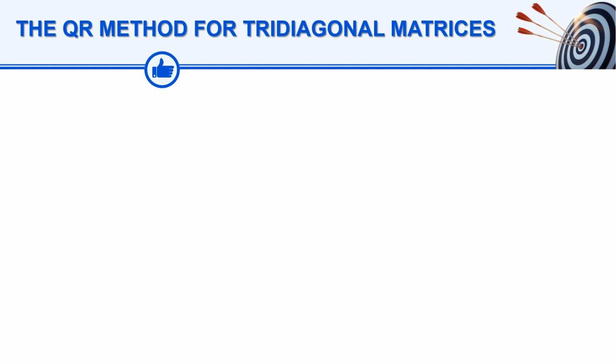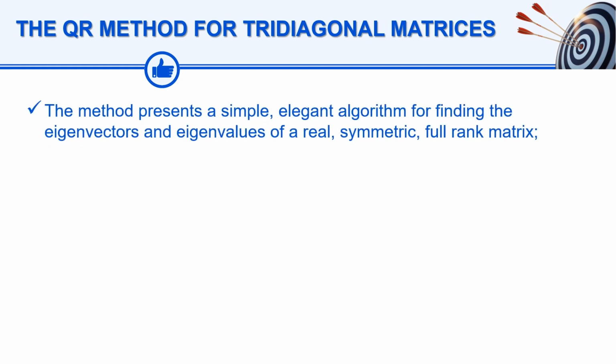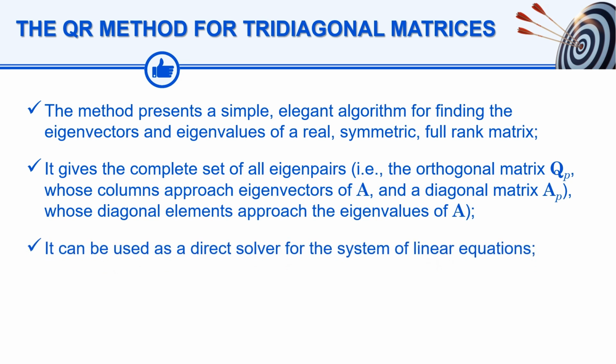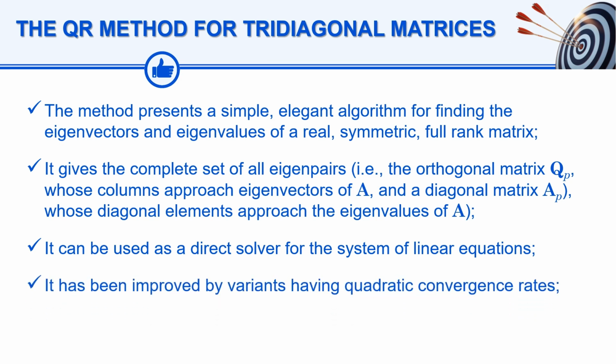The advantages of the QR method are: the method presents a simple, elegant algorithm for finding the eigenvectors and eigenvalues of a real, symmetric, full-rank matrix. It gives the complete set of all eigenpairs, i.e., the orthogonal matrix QP, whose columns approach eigenvectors of A, and a diagonal matrix AP, whose diagonal elements approach the eigenvalues of A. It can be used as a direct solver for systems of linear equations. It has been improved by variants having quadratic convergence rates.